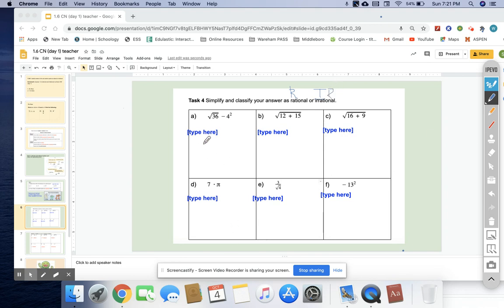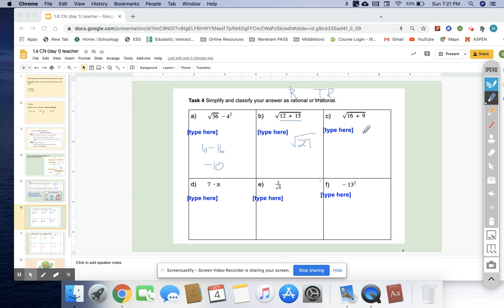So the square root of 36 is 6, minus 4 squared is 16. That gives me an answer of negative 10. I'm going to first do all the math. I treat a square root symbol like a grouping symbol, so I do the arithmetic inside. So the sum of 12 and 15 is 27. And I can't simplify the square root. Well, I can, but I'm going to leave it like that.